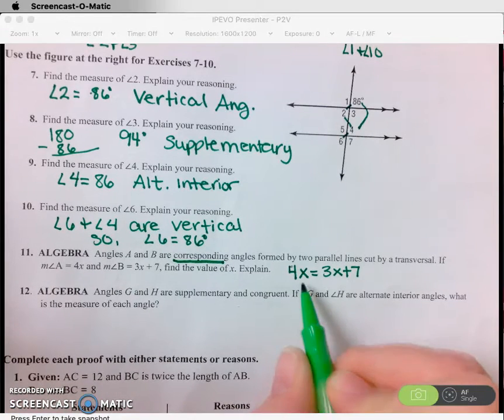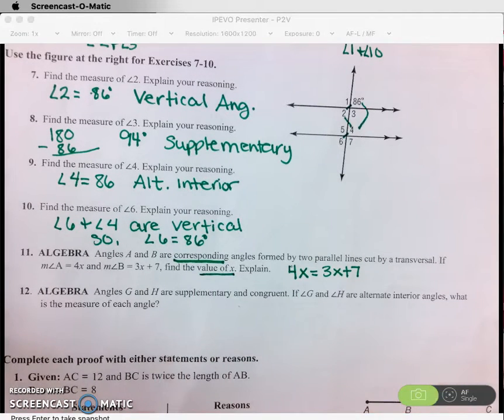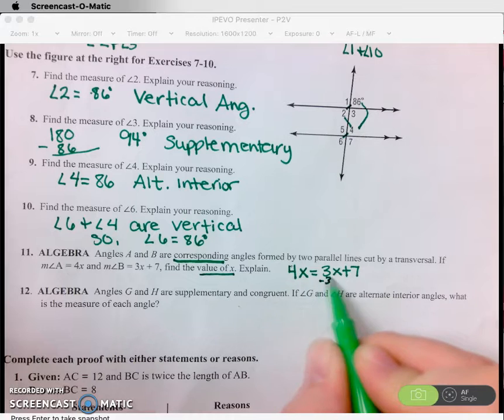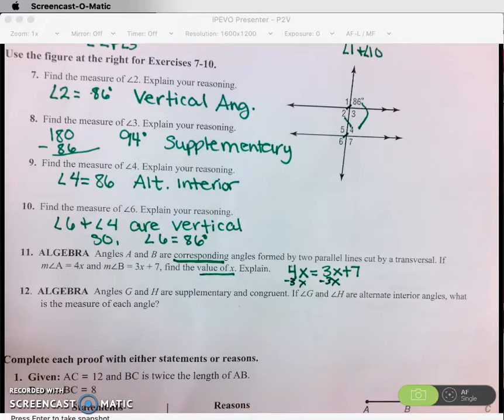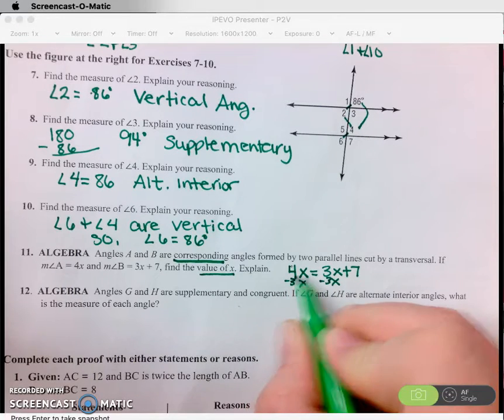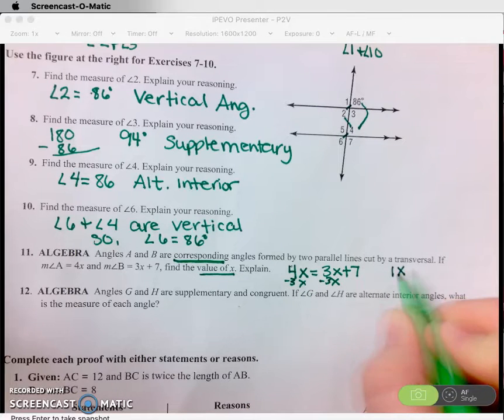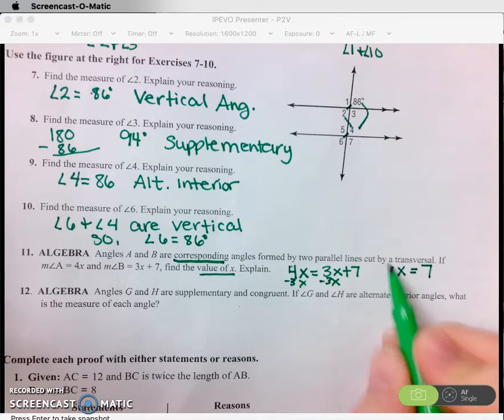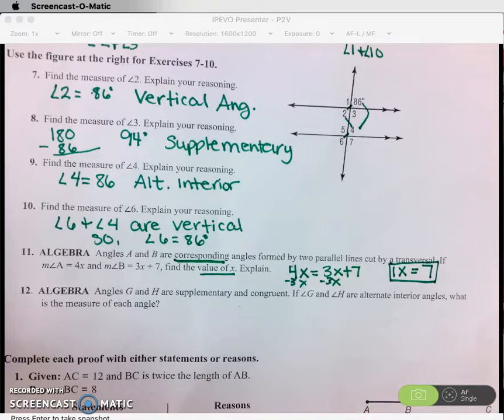So we're going to solve or find the value of x. I need to get x by itself, so take away that 3x from both sides. So I have 4x minus 3x, which is 1x, equals 7. And that's what my goal is, to find what 1x is equal to.